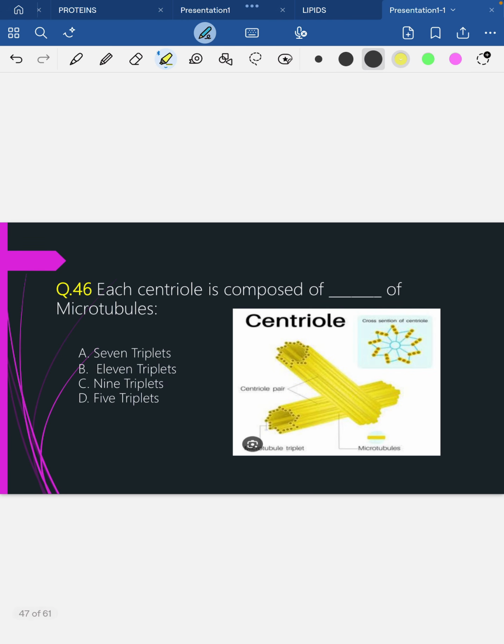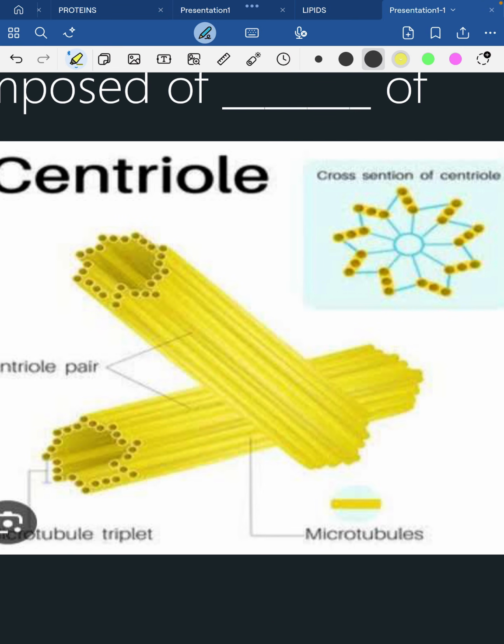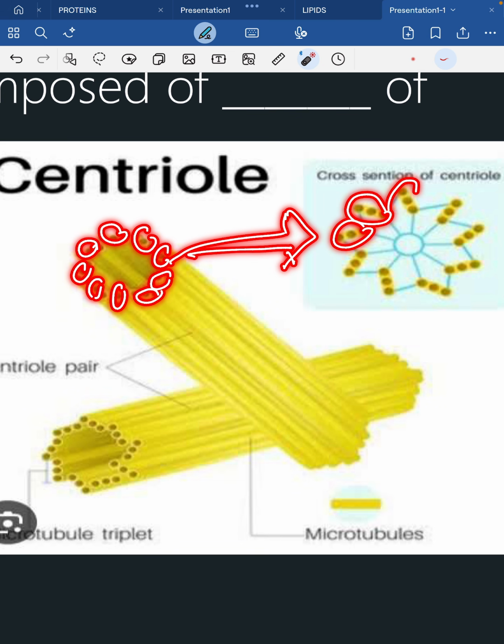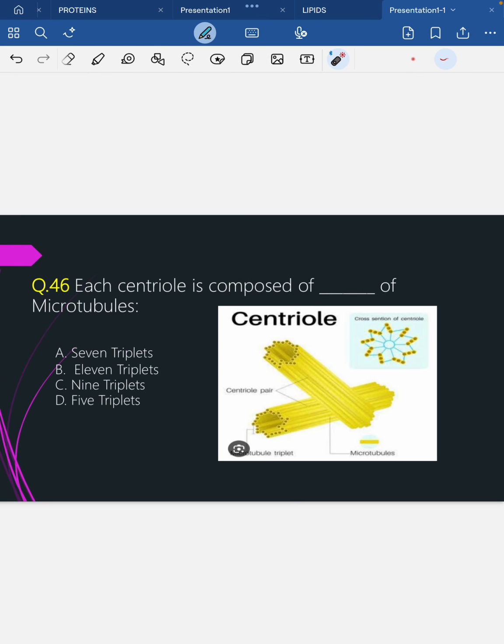46. Each centriole is composed of dash microtubule. Very easy, out of syllabus but a very simple MCQ. You know very well that centriole contains 9 triplets. You can see here 9 triplets. Here is one triplet, 2, 3, 4, 5, 6, 7, 8, 9. In this diagram also you can see 1, 2, 3, 4, 5, 6, 7, 8, 9. Okay, so 9 triplets are present here.